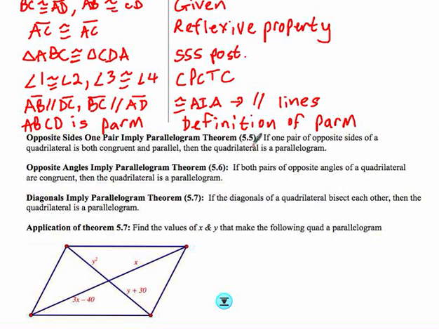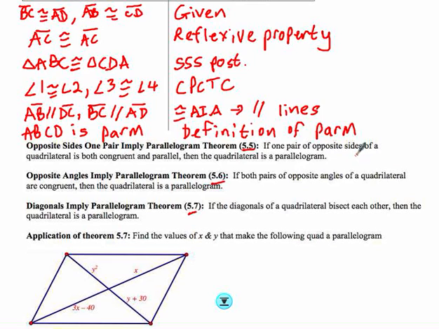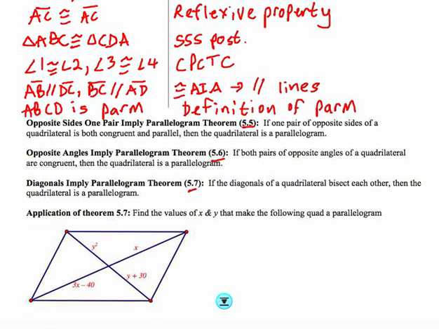Listed out, theorems 5.5, 6, and 7 are three additional ways of proving that a figure is a parallelogram. We can prove it by showing one pair of opposite sides both congruent and parallel. That is not a converse of one of the theorems from the previous section, but a combination of a couple of pieces. Theorems 5.6 and 5.7 are both converses.